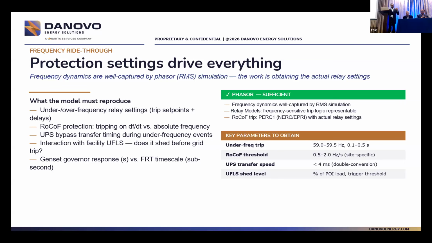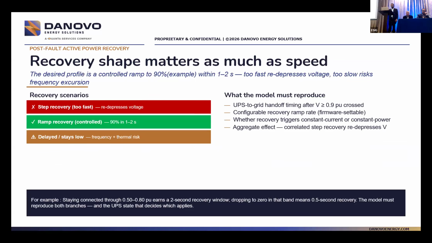Just because you do have a wide band to play with because the electronics can withstand it, doesn't mean that's the band you should play with, right? And that's what studies can tell you, and Phasor models are helpful for that. Post-fault active power recovery, there are a lot of nuances here, which I think only the Phasor modeling, which is good enough, can tell you, right?